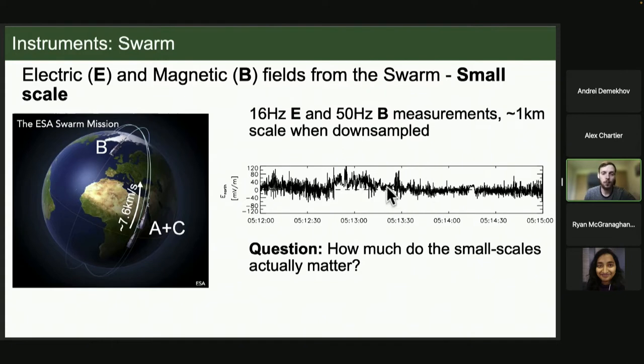So here's an example of some electric field data from Swarm A, 16 Hertz. It's only 3 minutes worth of data going over the auroral zone. But even in this relatively small window, you can see that there's a lot of electric field variability embedded with some large scale structures. So with this high res data set, we wanted to quantify how much extra Poynting flux is actually in the electric field variability at the small scales, which correspond to around about a kilometer.